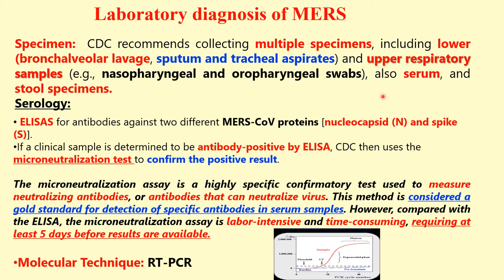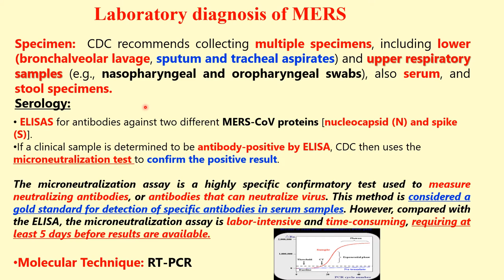If we look at the specimens, the Center of Disease Control recommended multiple specimens in order to establish a diagnosis of infection with coronavirus. These specimens will include lower respiratory tract samples such as bronchoalveolar lavage, sputum and tracheal aspirates, and also we can collect samples from the upper respiratory tract. These samples will include nasopharyngeal and oropharyngeal swabs. In addition to that, other specimens that we can use in order to establish a diagnosis of infection with the MERS coronavirus are serum and stool specimens.